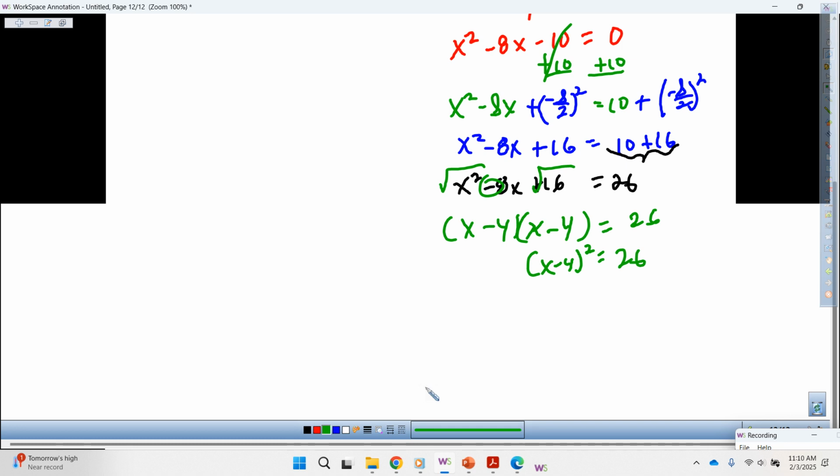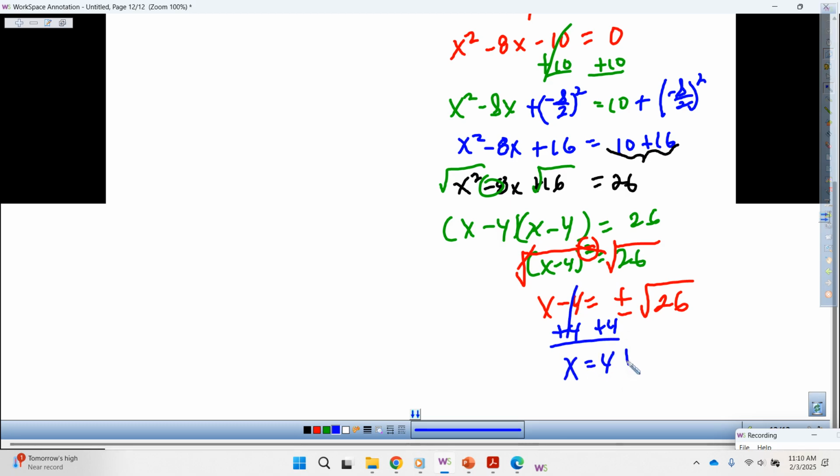All right, last. How do I cancel this, everyone? Square root. x minus 4 equals plus or minus square root of 26. And last but not least, plus 4: x equals 4 plus or minus square root of 26. So how many solutions can I get from here? 2. 4 plus square root of 26 and 4 minus square root of 26. All right. How are we doing? Pretty good, yeah?